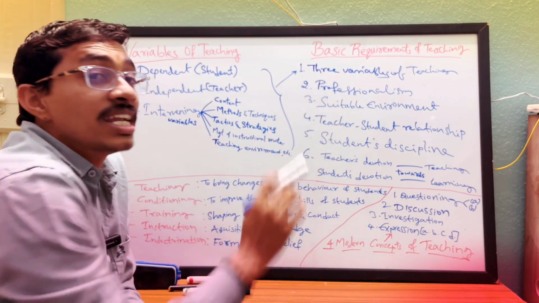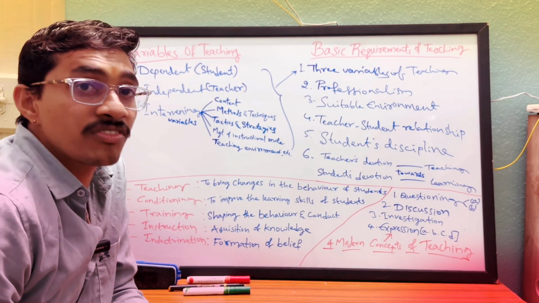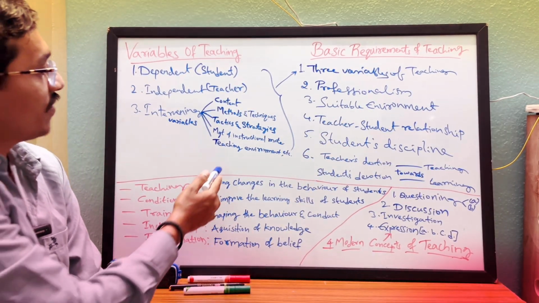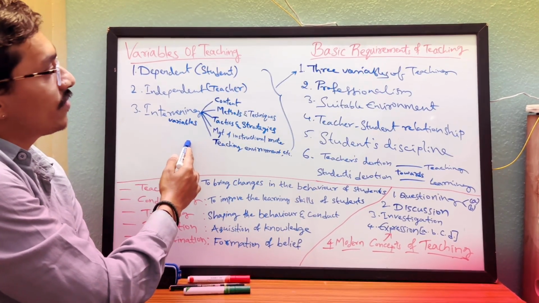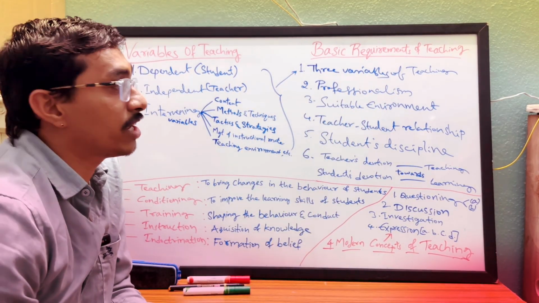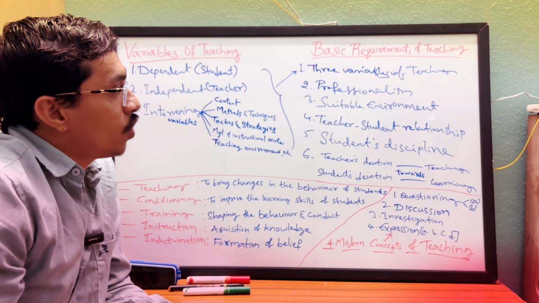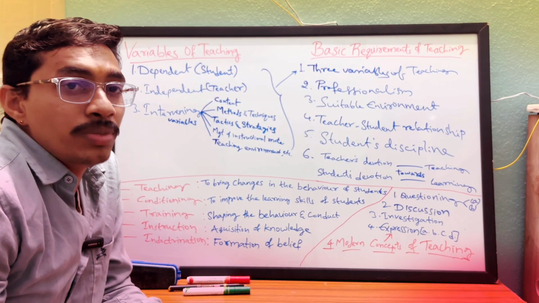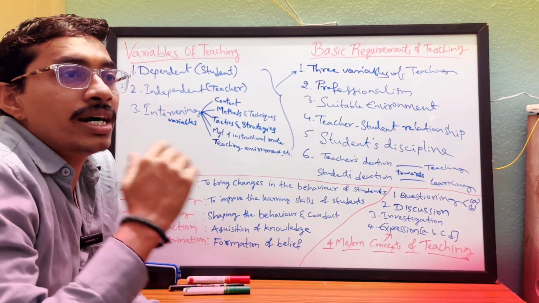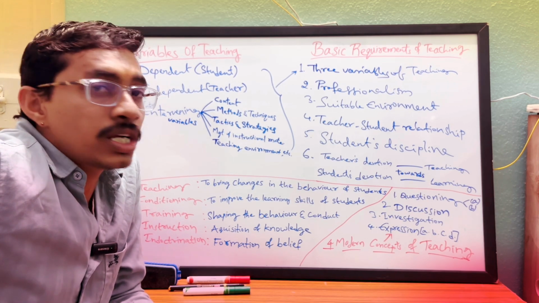Next, second, professionalism. Professionalism has to be maintained on the part of the teacher as well as the student, and a suitable environment. Of course, environment is covered under intervening variables also, but here they are telling it separately. Suitable environment is also a basic requirement, because a classroom environment should be there, or a school or a college, to facilitate proper delivery by the teacher to the student.